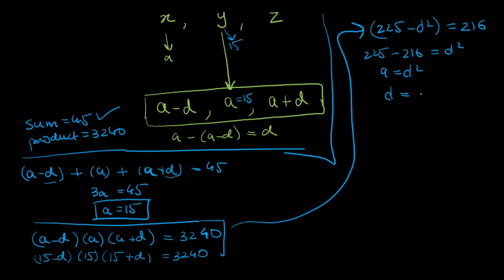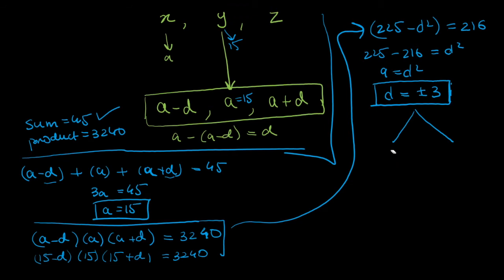And d, mind you, will be plus and minus 3, both. Okay, it can be both of them, right? And both will be the answers. Now I'll tell you what happens after that, right? So now we have our common difference, right? So now if we take plus 3 as our common difference, what do we have? We have 15 obviously in the middle.